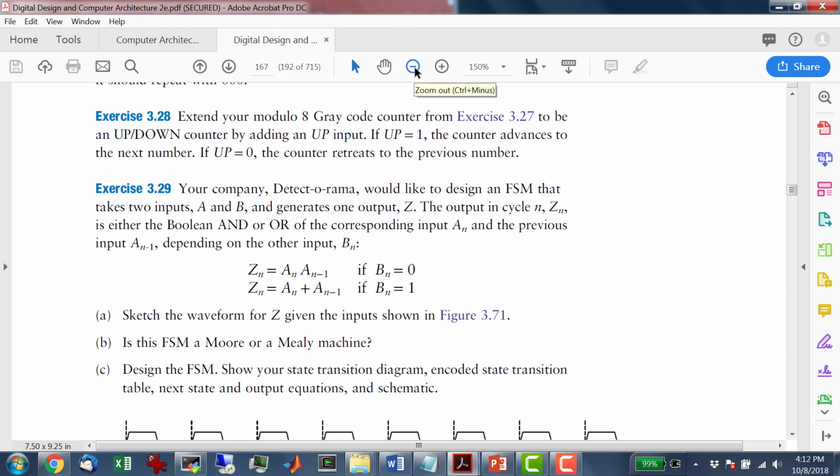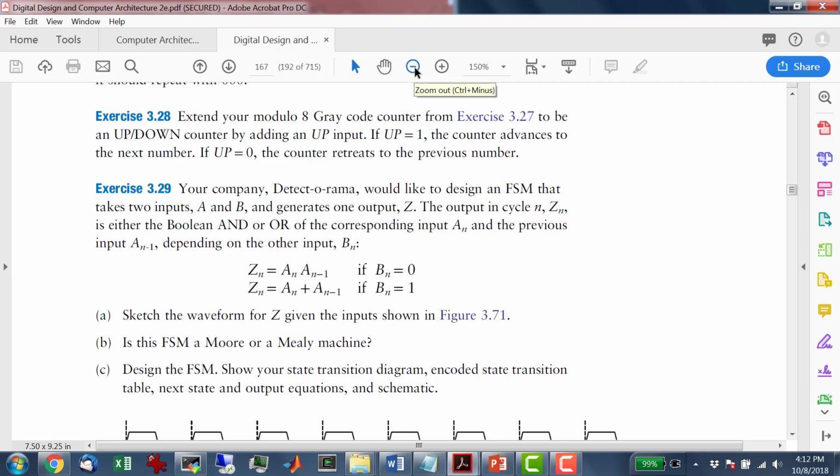Make sense? Also, by the way, I'm assuming that when I reset this, I'm just going to reset to that state. So when I start this system up initially, I'm going to assume that I'm going to start in this state. So I'm going to assume that my previous A was 0.